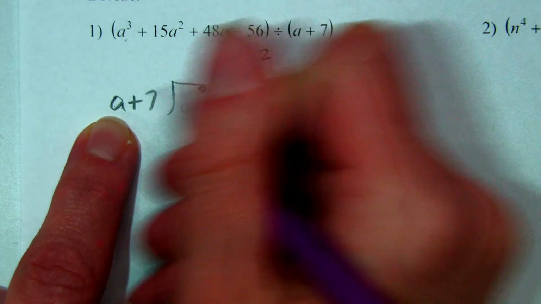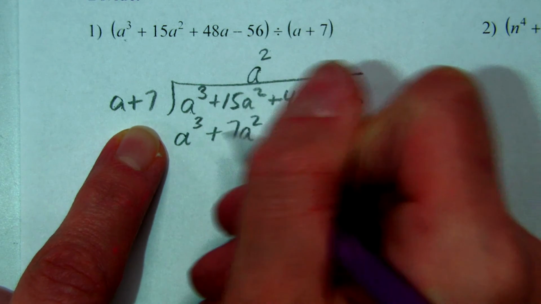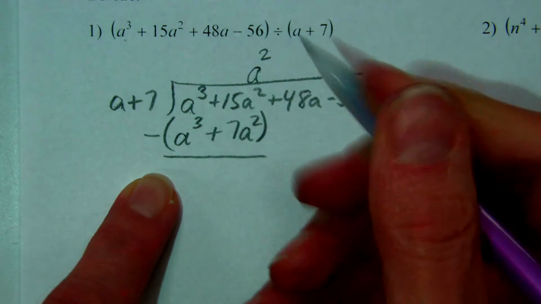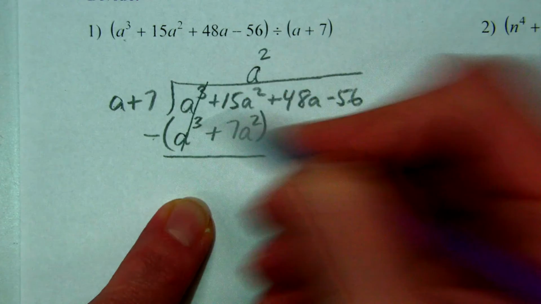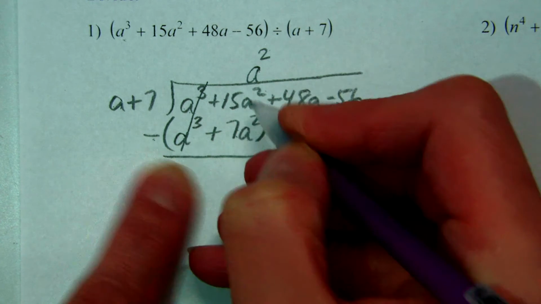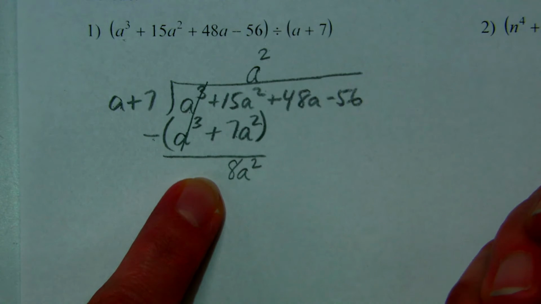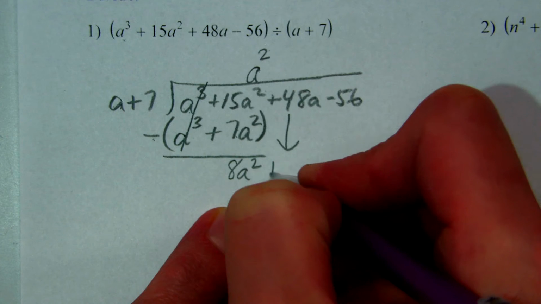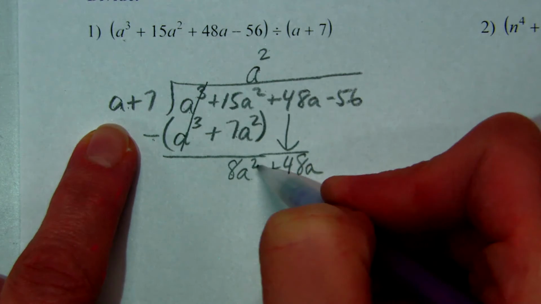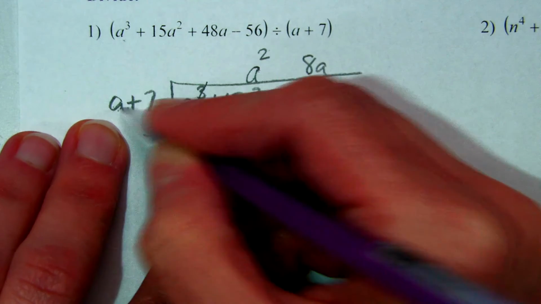Then I multiply a squared times a, which is a cubed. A squared times 7 is 7a squared. And we're going to group that to do our subtraction. So it would be a cubed minus a cubed, so those go away, and 15a squared minus 7a squared. So we're subtracting both of those. So it's 15 minus 7, which is 8a squared. Then I will bring down plus 48a. So a goes into 8a squared 8a times. So if I take 8a times a, I get 8a squared.